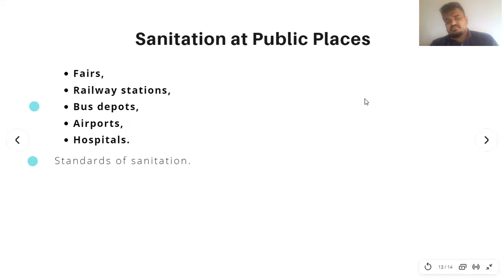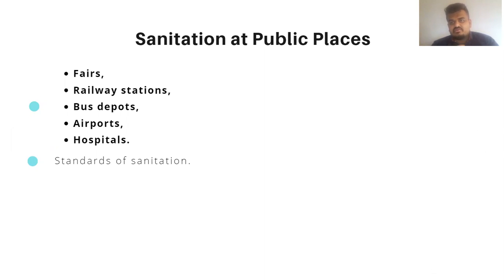Next, let's discuss sanitation at public places, like fairs, railway stations, bus depots, airports, hospitals, etc., where people generally go in large numbers. If we do not dispose of waste properly there, we can once again suffer a pandemic. The government has already laid down standards for sanitation at public places, but they are not strictly enforced.